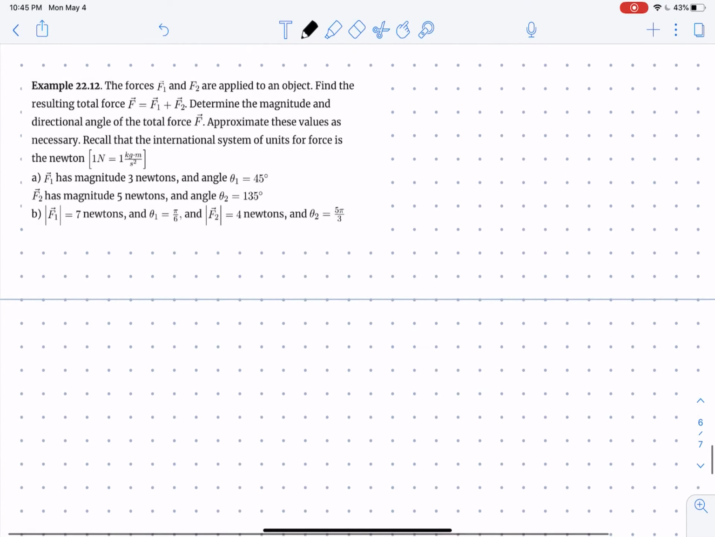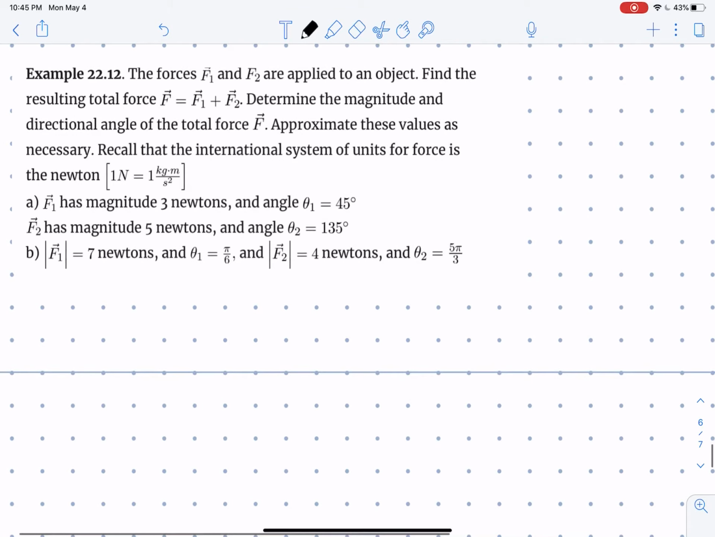This is example 22.12. It reads, the forces F1 and F2 are applied to an object. Find the resulting total force F, which is equal to F1 plus F2. We're going to add the two forces to get what the resulting force is. Determine the magnitude and the angle of the total force. Approximate these values as necessary. That means that we can use a calculator.